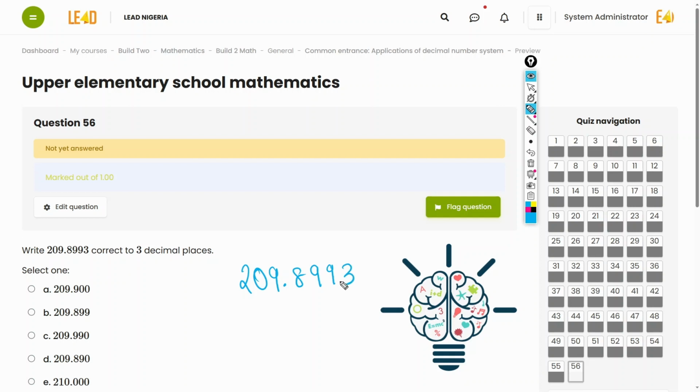Round 209.8993 to 3 decimal places. 3 decimal places, 1, 2, 3. So we are rounding here. The third decimal place is 9. We test the next digit, 3. 3 is a weak digit, so we just say plus 0. So we have 209.899. The correct answer is B.